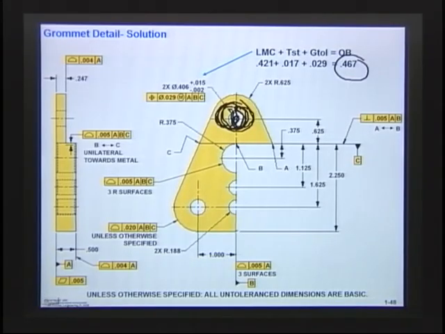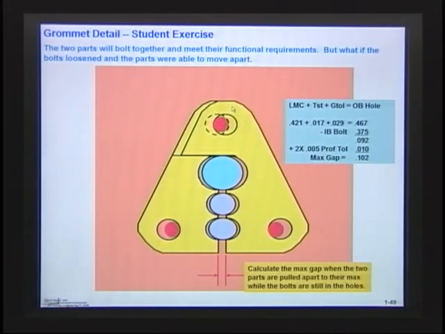So looking back at our graphics then, this is what I come up with: the worst case outer boundary was 467. And then I have the inner boundary on the bolt. I didn't really take any bolt tolerance into consideration. Probably in a real example I should have, but just to make it simple, I said we had a 375 bolt. So if I had a 375 bolt, that's the inner boundary of the bolt, and that's the outer boundary of the hole, I would have 92 thousandths clearance. That's how much those things could pull apart at their worst case.